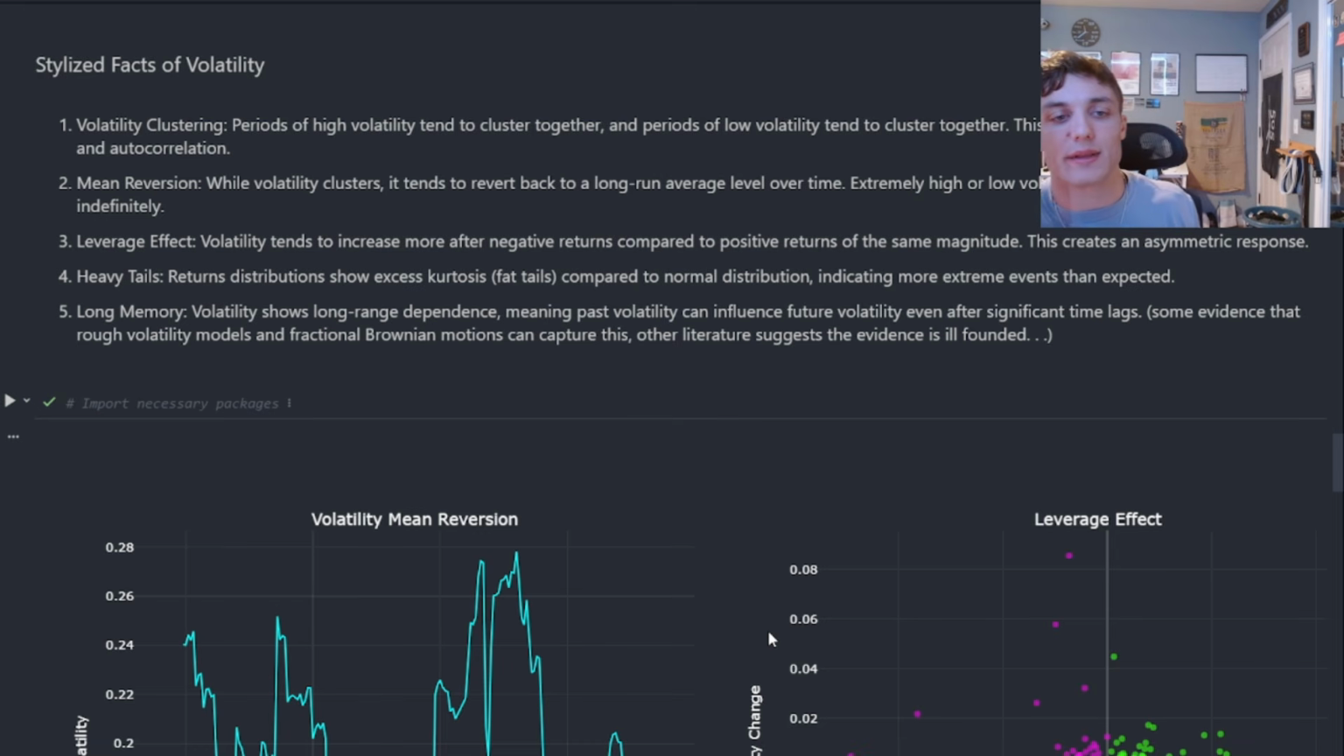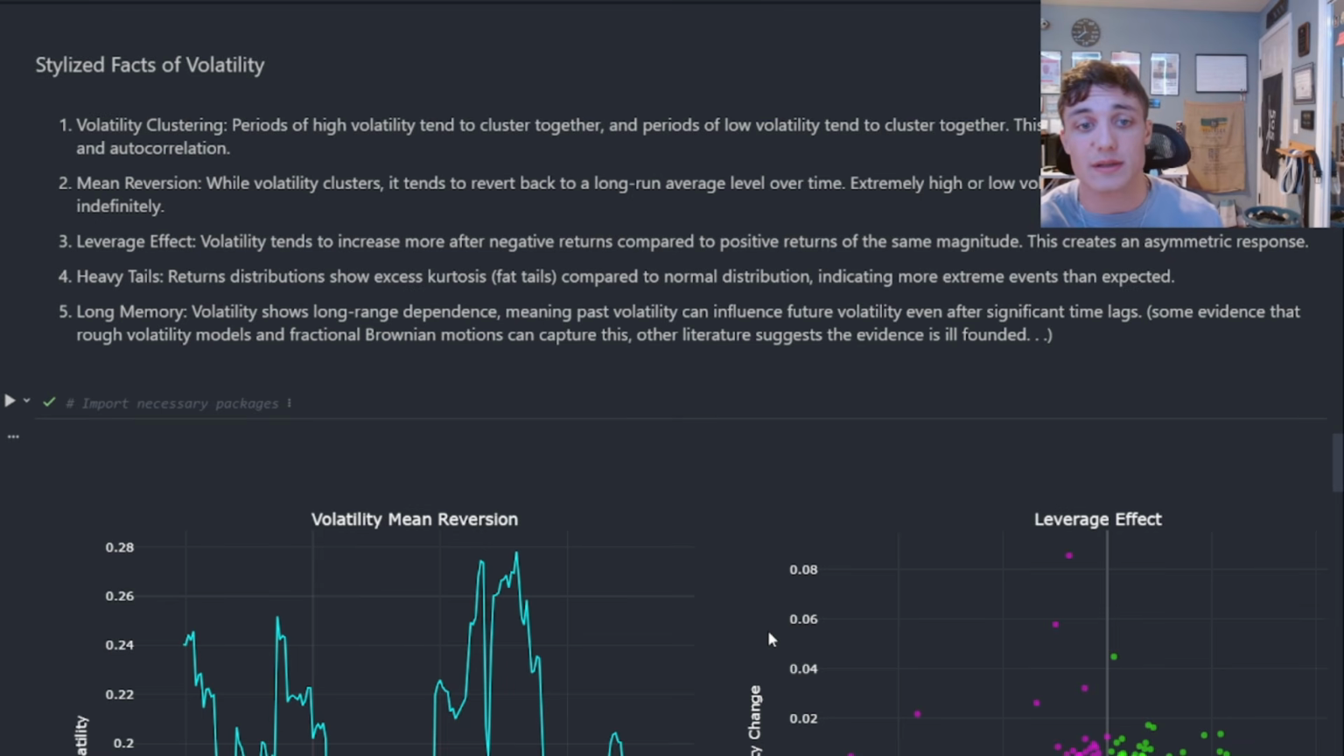We also have this so-called leverage effect. Volatility tends to increase more disproportionately after negative returns compared to positive returns of the same magnitude. This asymmetric response, this idea that vol increases more with negative returns, coincides with everything we've discussed about fear driving volatility, the volatility risk premium. That's the so-called leverage effect. We already talked about heavy tails, indicating more extreme events than expected relative to a normal distribution, the impact in news outlets and risk.